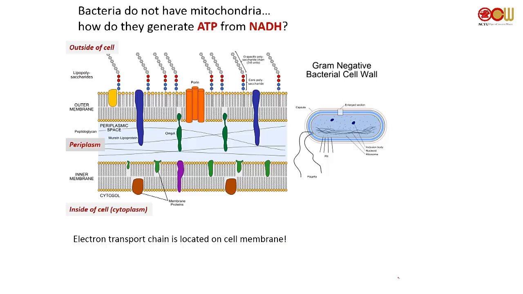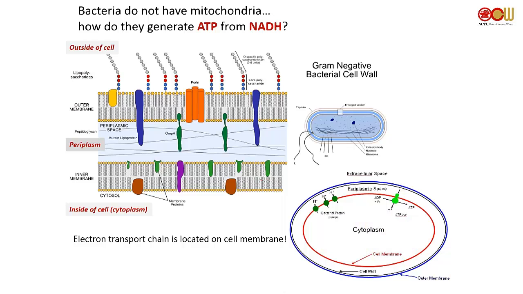Now, there's the question of how bacteria generate ATP from NADH. Pretty much the same thing. If you look at a bacterial cell, you also have two layers: an inner membrane and an outer membrane. This is outside the cell, and this is inside the cell, the cytoplasm.